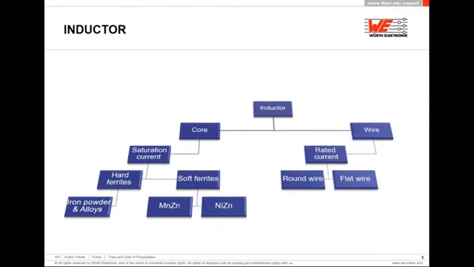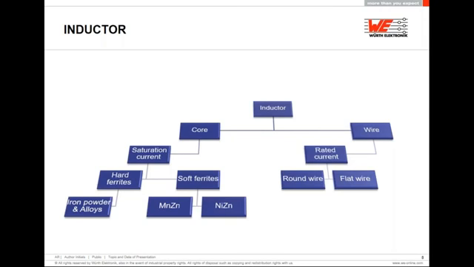There are two main factors that define an inductor's behavior. On the left side of the diagram, we have the core, which controls the saturation current of the inductor, and it can be made from hard ferrites such as iron powder and other alloys. And also there are soft ferrites. Some examples would be manganese zinc and nickel zinc ferrites. We will review the main differences between each of them.